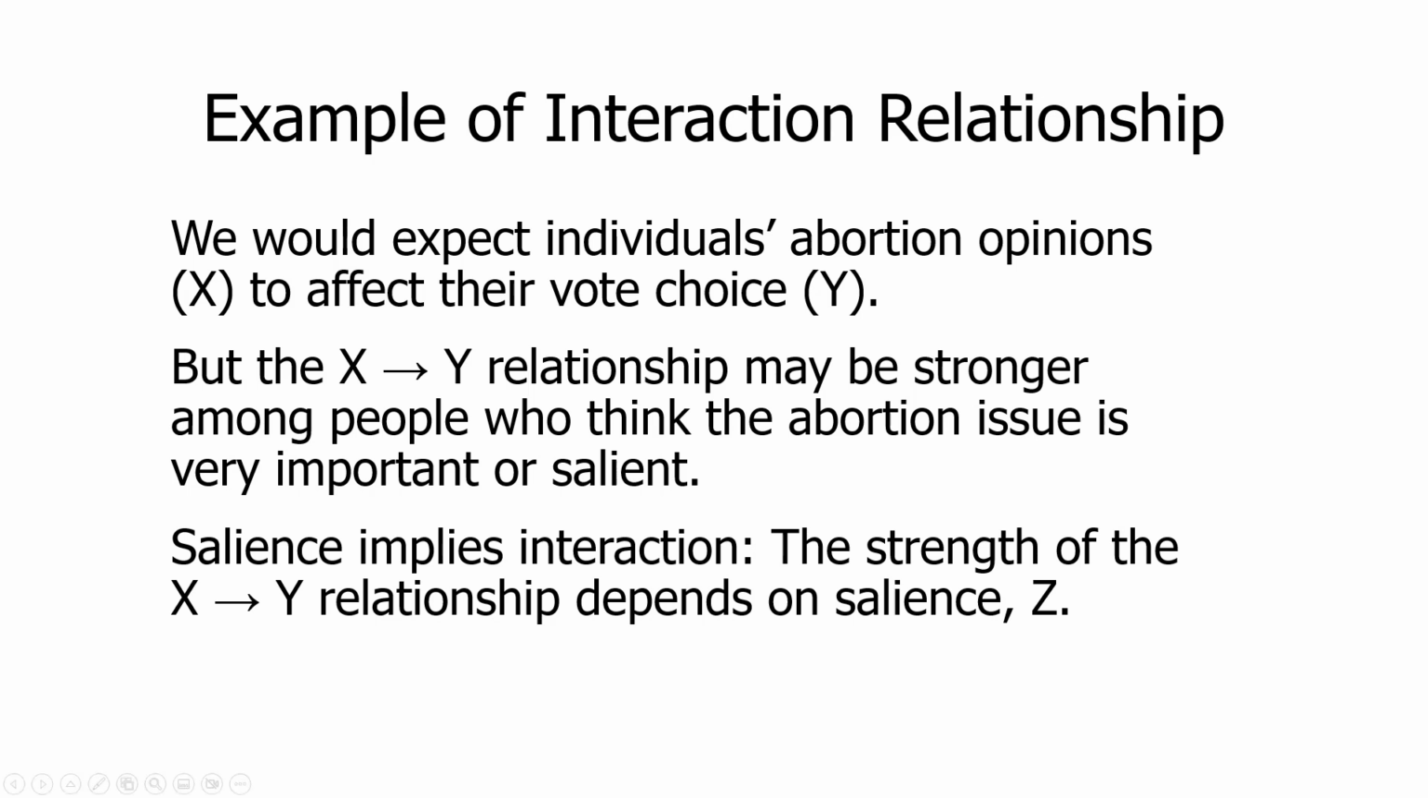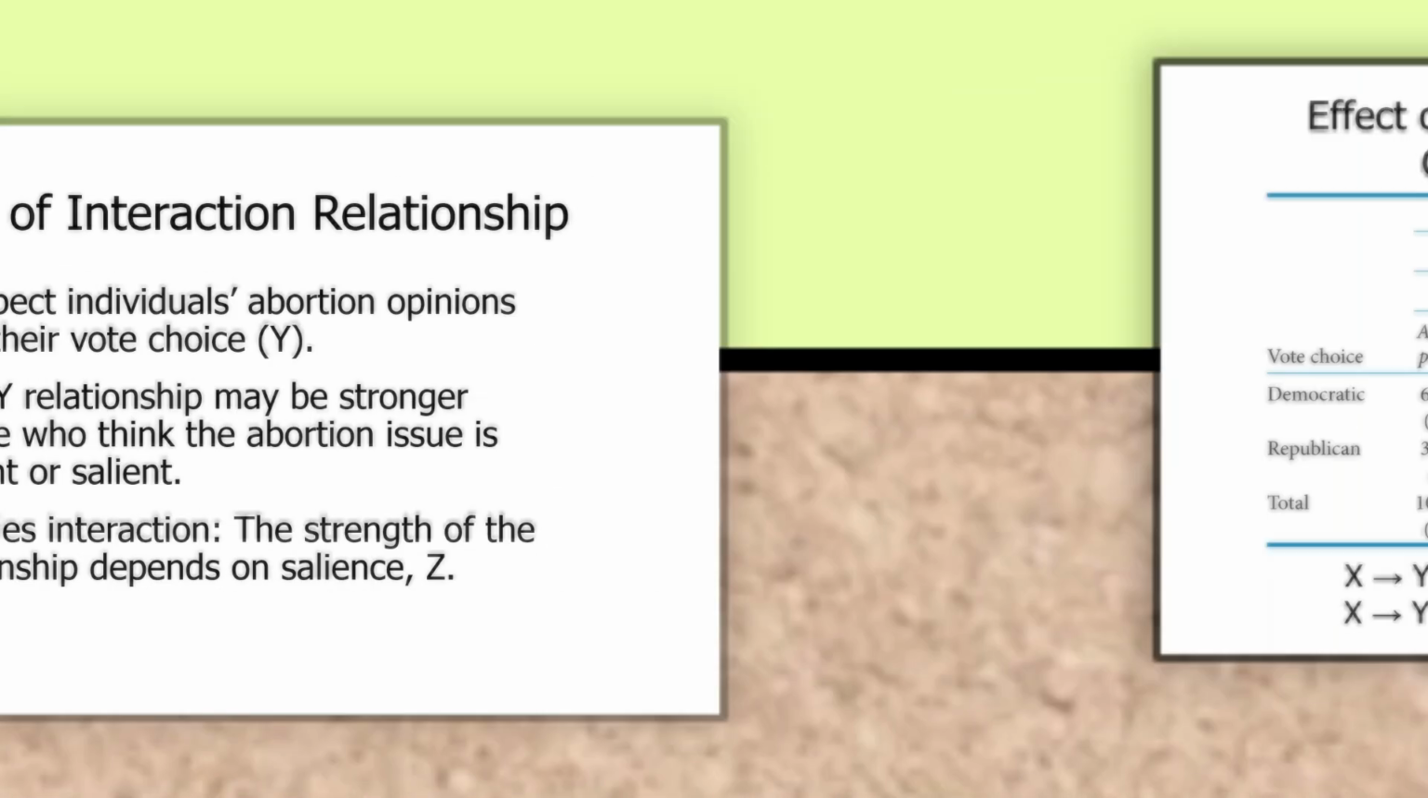Salience implies interaction. The strength of the XY relationship will depend on salience, which is the Z variable in this case. Stronger relationship at high salience, weaker relationship at low salience. Here's the table.